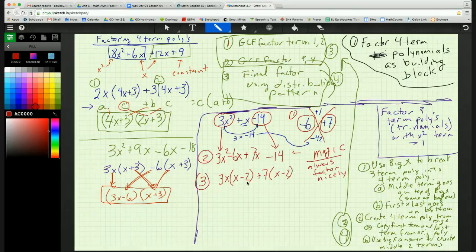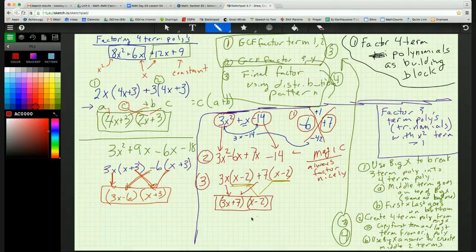Oh my goodness! Does anyone see what's going on? I have x minus 2 twice. I have an a c plus b c pattern. I can factor these guys down. So let's watch this. Here's my x minus 2. And here's 3x plus 7. Oh my goodness. I have factored my 3-term poly.